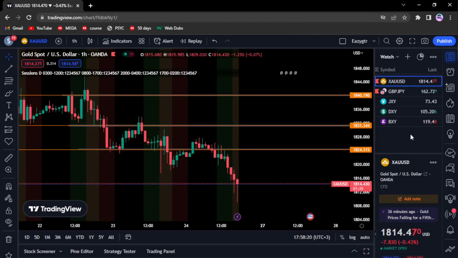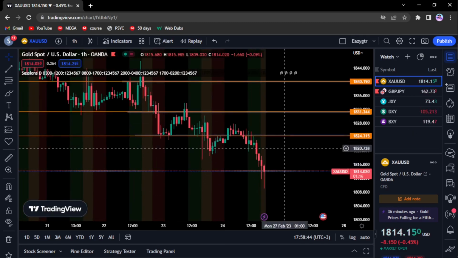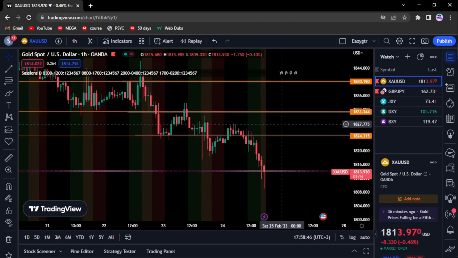So in this short forex trading video, we'll be discussing the importance of key levels in the forex market. Understanding key levels is an essential skill for any trader looking to make profitable trades in the market. Key levels are price levels that have historically acted as support or resistance, causing the price to either bounce off or break through them. As you can see on my chart, these are examples of key levels.